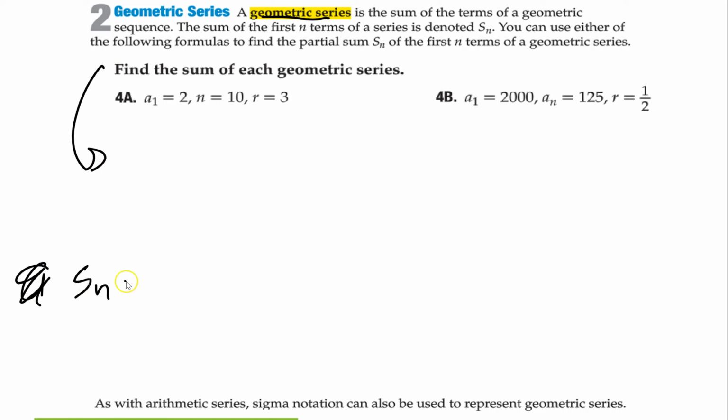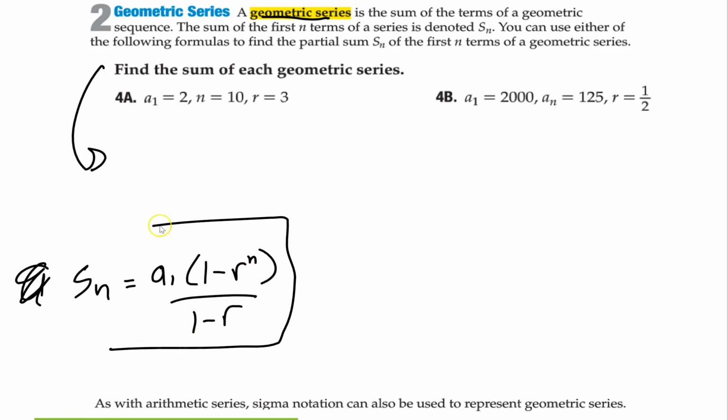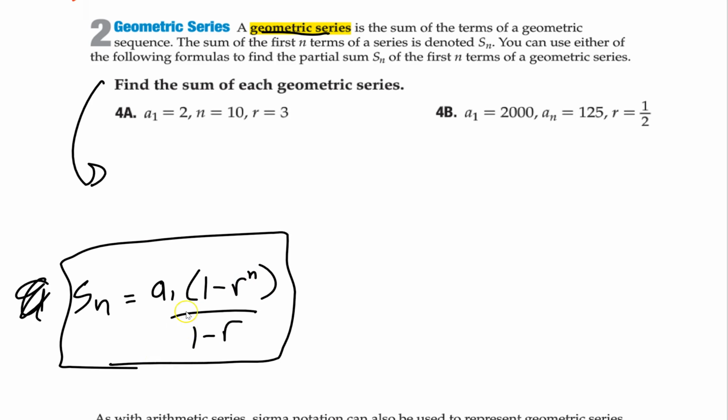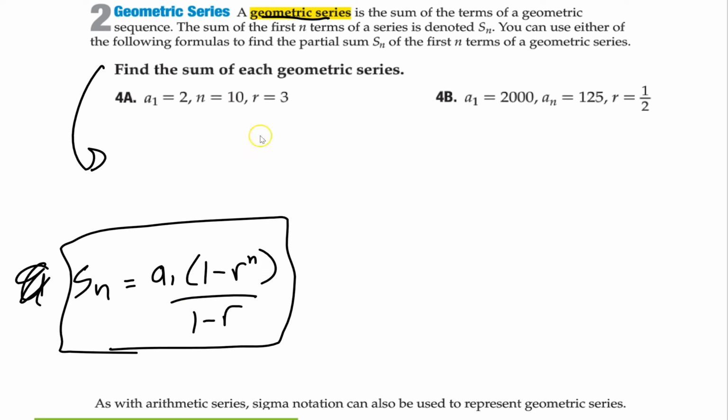The sum, Sn, equals a1 times (1 minus r to the n), all over 1 minus r. So that's the formula for the geometric series. I have no idea why I don't have it on here. But if you want to find the sum of the first n terms, you use this formula. It's like this first one here.